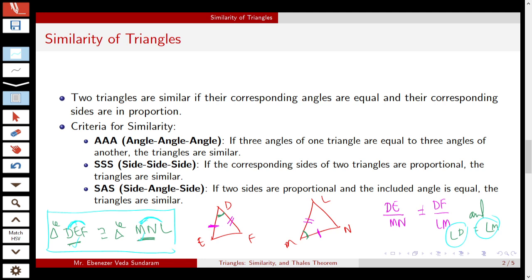What do we mean by the AAA criterion? If the angles of two triangles are equal, then I can say those two triangles are similar. The SSS criterion of similarity is that if the sides of two triangles are in proportion, then those two triangles are similar. And if in any two triangles, two sides are proportional and the included angle of those two sides are equal, then those two triangles are similar.